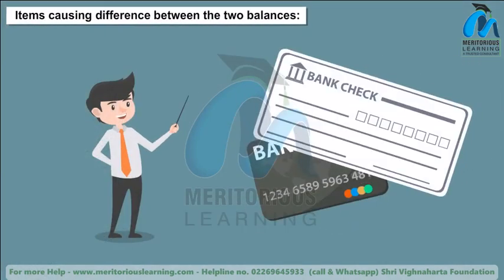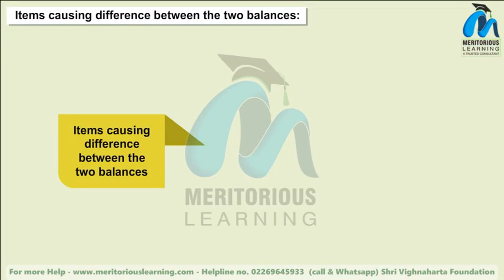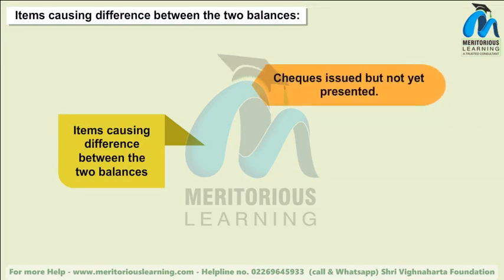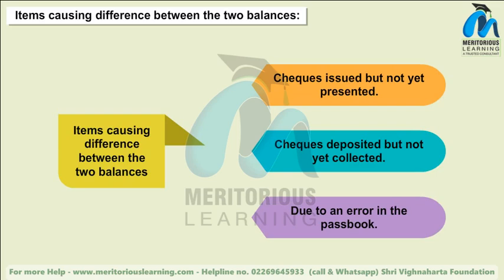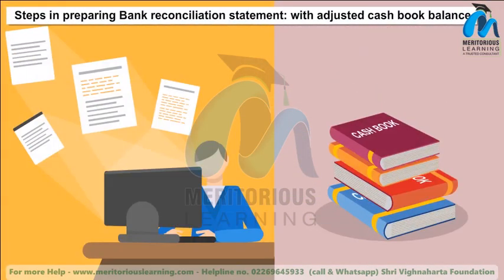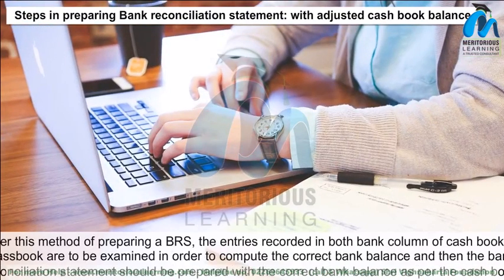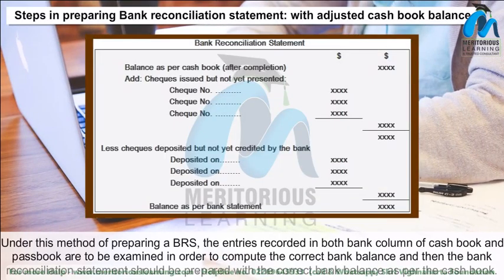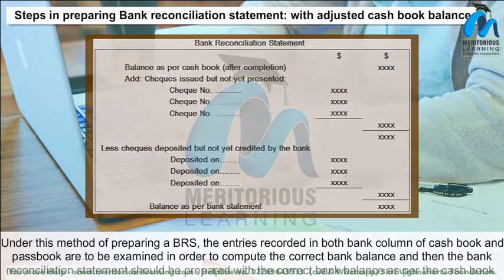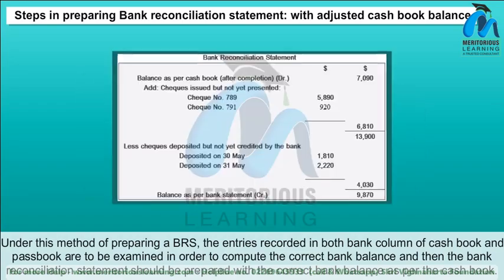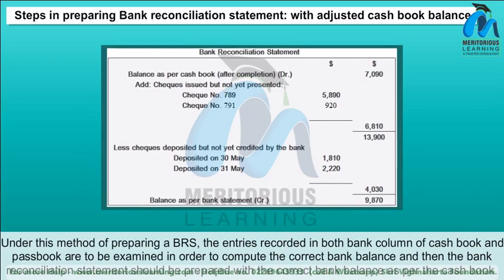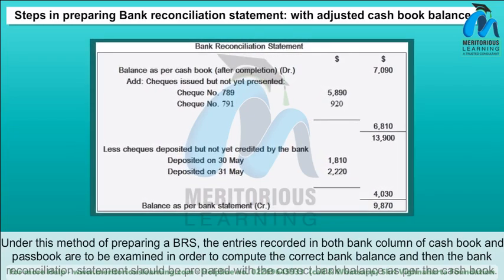Items causing difference between the two balances. These items are checks issued but not yet presented, checks deposited but not yet collected, and an error in the passbook. Steps in preparing a bank reconciliation statement with adjusted cash book balance. Under this method of preparing a BRS, the entries recorded in both the bank column of the cash book and the passbook are to be examined in order to compute the correct bank balance, and then the bank reconciliation statement should be prepared with the correct bank balance as per the cash book.